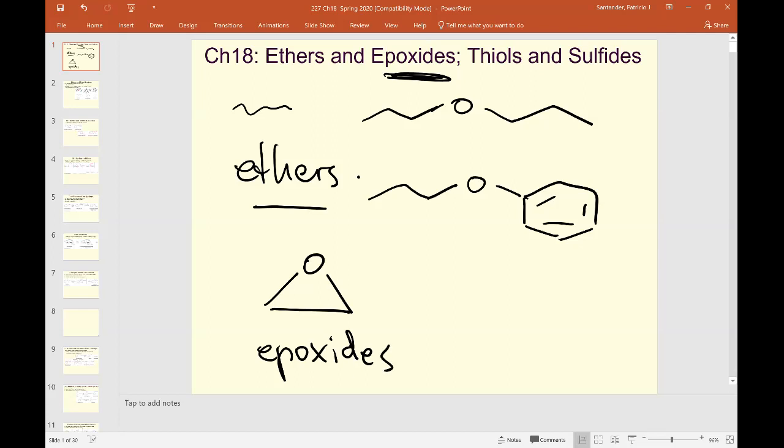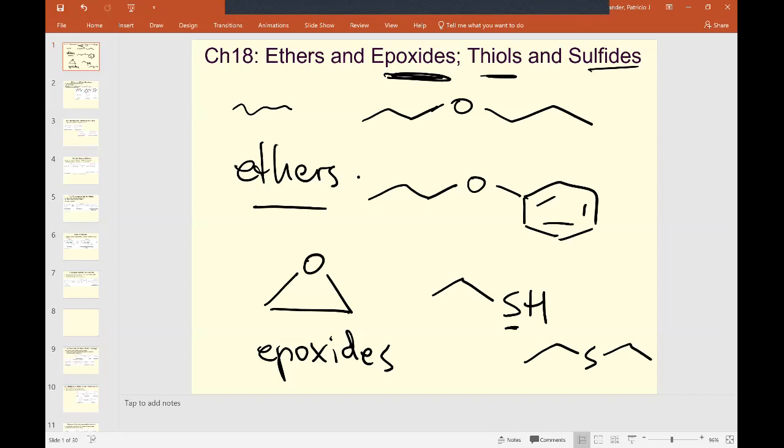And then the other functional group we have is the thiols. And thiols is just the sulfur version of an alcohol. And so we are replacing oxygen with sulfur. That is a thiol. And then you have sulfides. Those will be the sulfur version of the ethers. And so you can have something like this, and you have a sulfur that is flanked by two alkyl groups. That will be a sulfide. By the way, thiols and sulfides tend to be very, very smelly, very stinky compounds.